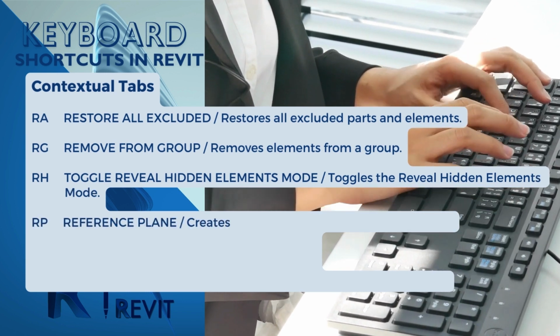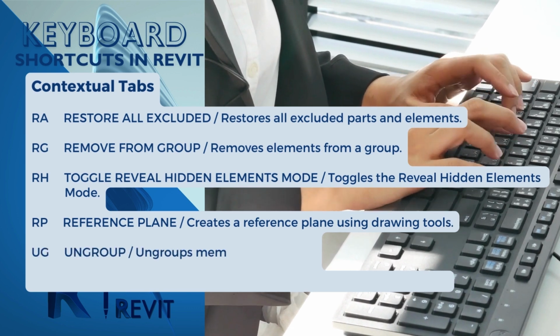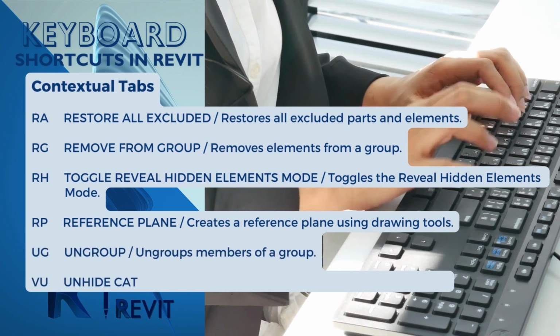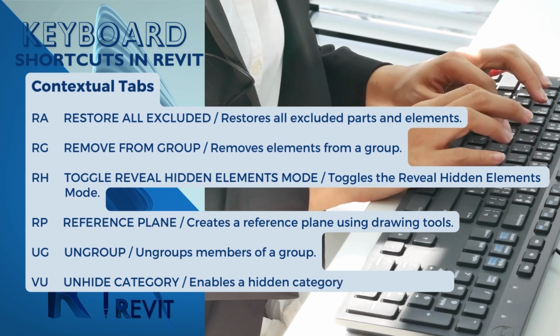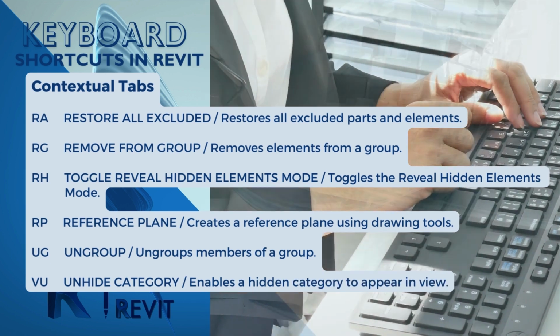RP. Reference plane. Creates a reference plane using drawing tools. UG. Ungroup. Ungroups members of a group. VU. Unhide category. Enables a hidden category to appear in view.